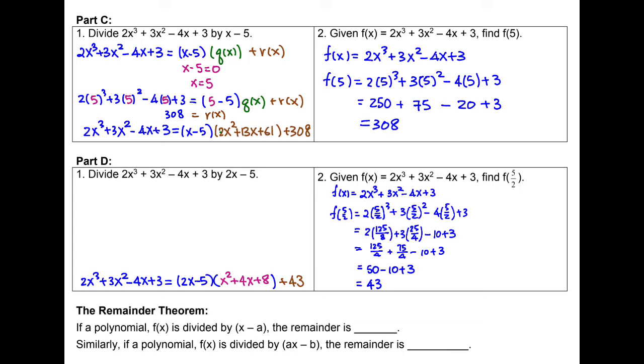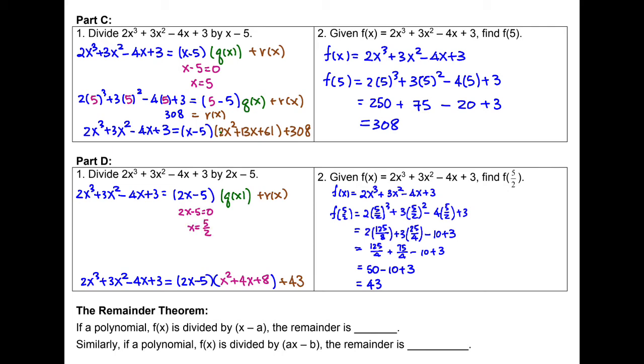Let's look at part D. Once again, pretend we do not do division yet. Our division statement will be dividend equals the divisor 2x minus 5 times the quotient q(x) plus the remainder r(x). And since I want to find the remainder without using division, and we have no idea what the quotient is, therefore, we have to let 2x minus 5 become 0. Then we get x equals 5 over 2.